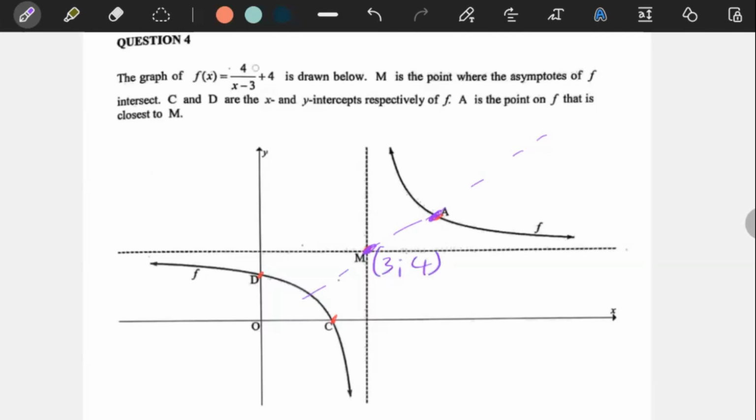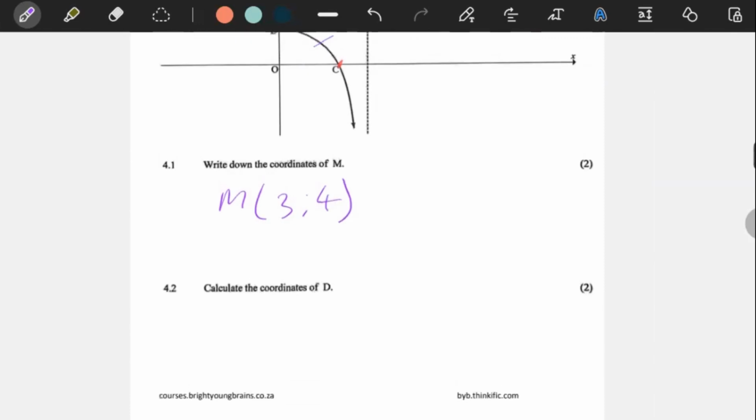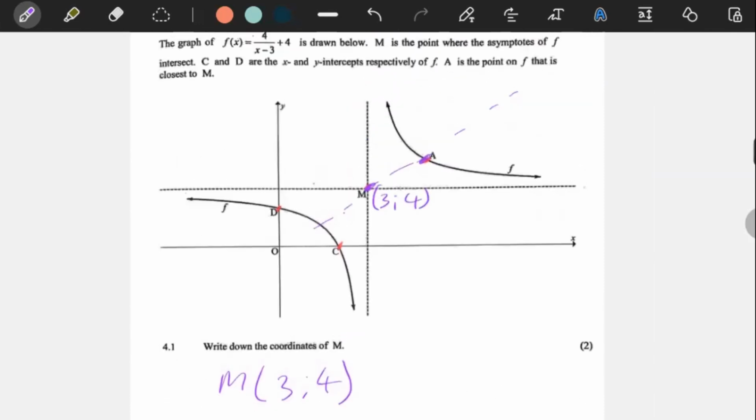This coordinate is also given because of the standard form. Coordinates of M, I hadn't even seen they were going to ask that, but easy mark. 2 marks, easy. 4.2, calculate the coordinates of D.